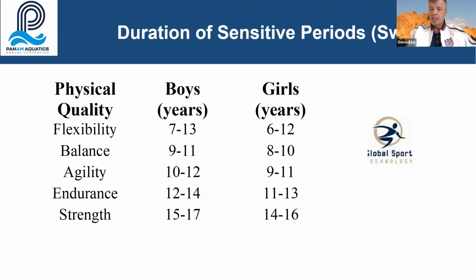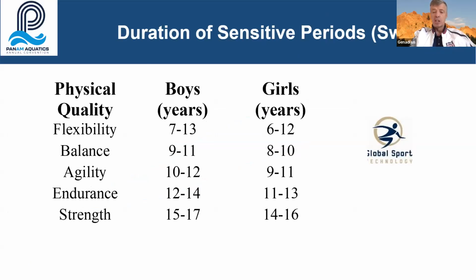Okay. So what is the general duration of sensitive periods of development? Again, this is data from swimming. Boys and girls can improve flexibility really well at a younger age. There's a little bit of difference between girls and boys, about 1.5 years: 7 to 13 for boys and 6 to 12 for girls. Then balance can also be improved well at a younger age, which is very important for swimming technique.